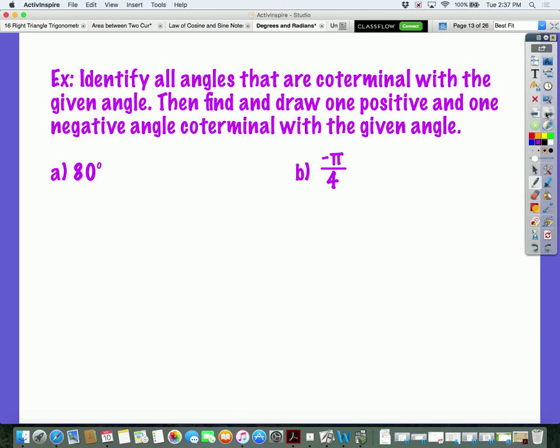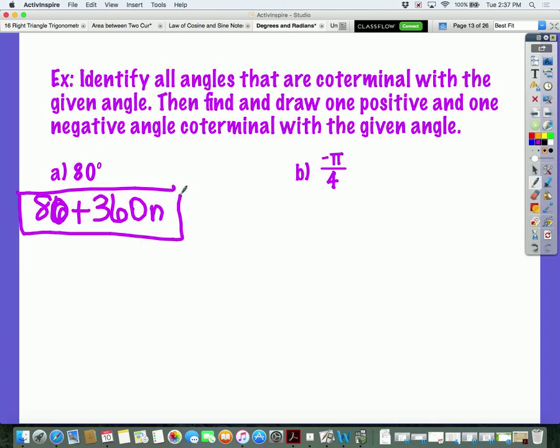Okay, so for 80 degrees, what would it be? 80 plus 360n. This right here is how you identify all the angles that are coterminal to 80 degrees. Because it doesn't matter what n is. n could be positive, n could be negative, any integer. When you multiply by 360 and add it to 80, you will get a coterminal angle no matter what. That's how you represent all of them. So you just write down the expression.